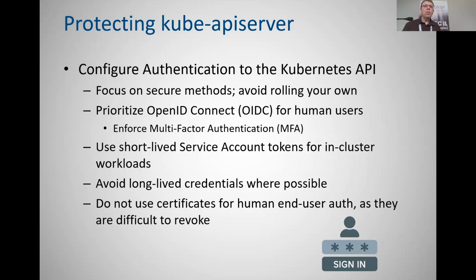We need to configure authentication to the Kubernetes API. First of all, don't use your own authentication; use standard authentication. For example, for human users, configure OpenID Connect authentication. Enforce two-factor or multi-factor authentication for human users. Next, use short-lived, secure service account tokens, and avoid long-lived credentials where possible. It's also not recommended to use certificates for human user authentication, because they are difficult to revoke.